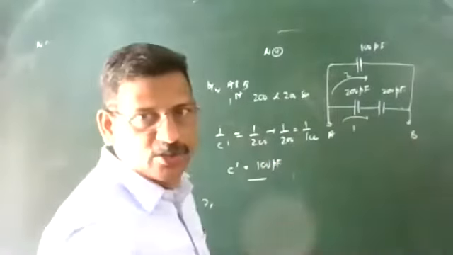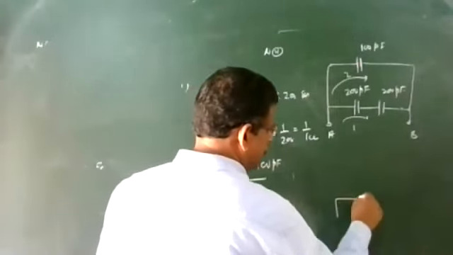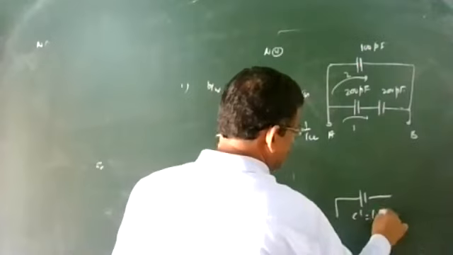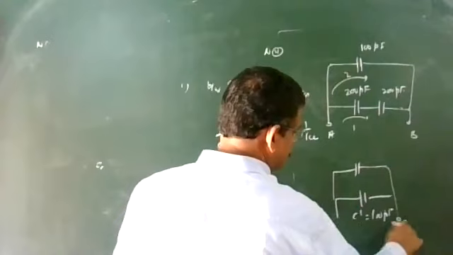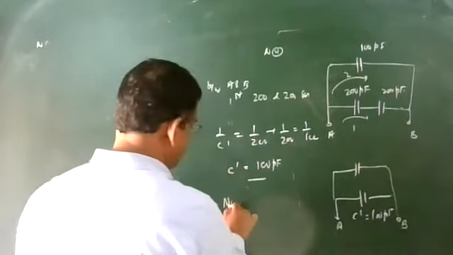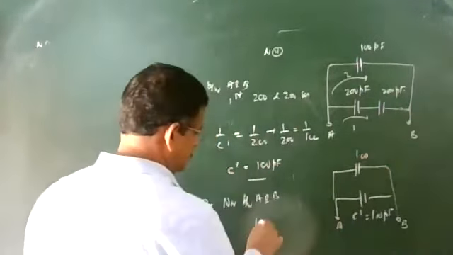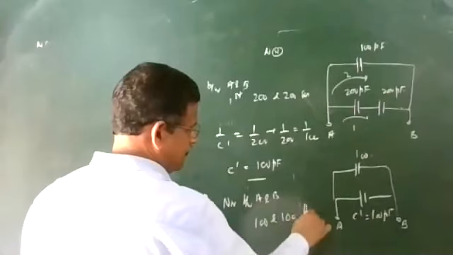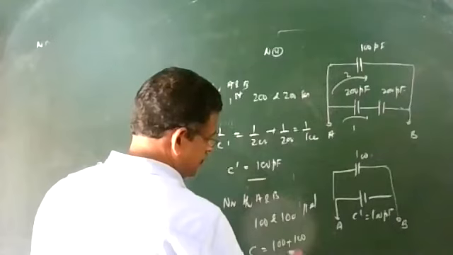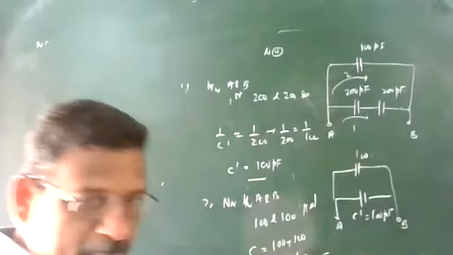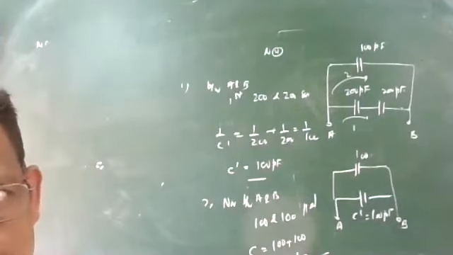Now the diagram will change. How do you make the diagram now? Between A and B, on one side C dash of 100 is there, and on the top, another is also 100. So what is the net value? Now between A and B, 100 and 100 are in parallel. So C equals 100 plus 100, equal to 200 picofarad. Done? All of you? Yes, sir.